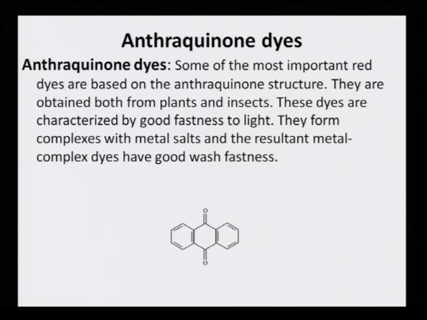Now, when these aromatic rings have OH, the OH at the ortho position can chelate the metal very easily. We will learn all this in due course of time. Right now, it is important for you to simply understand what the basic structure is.